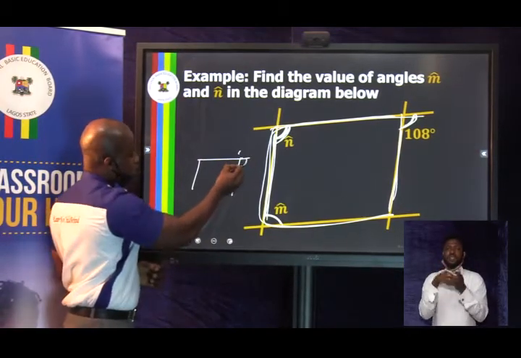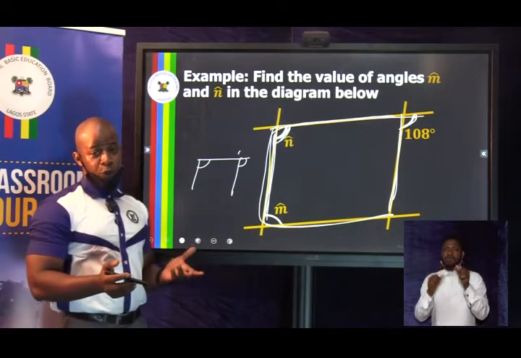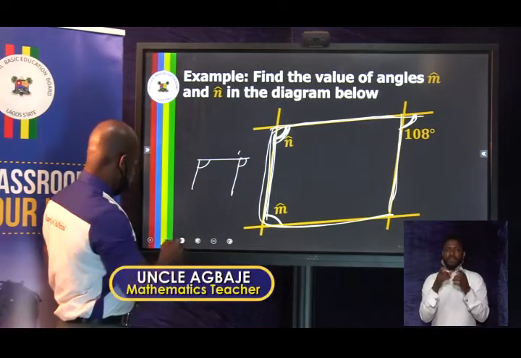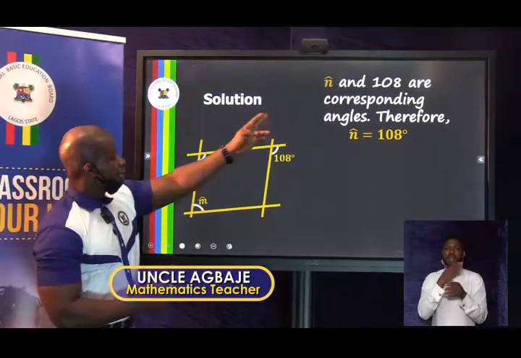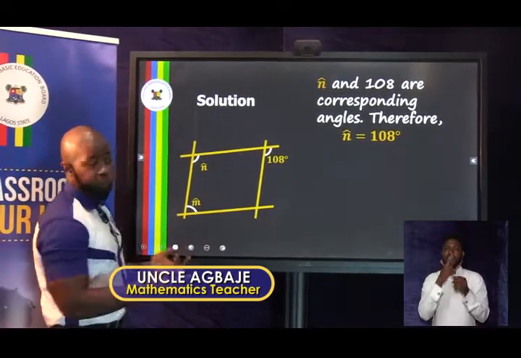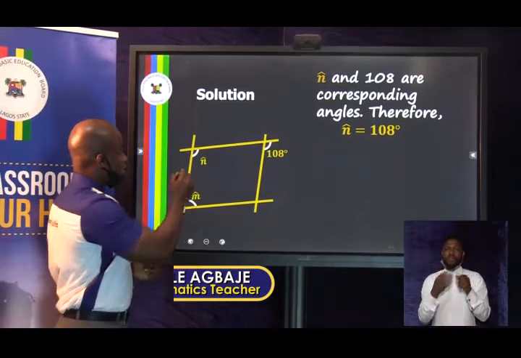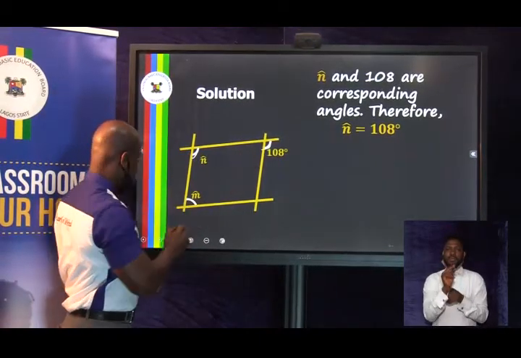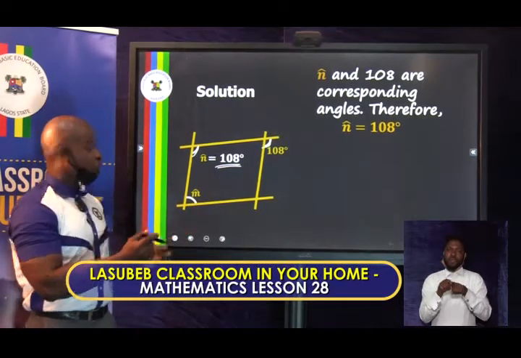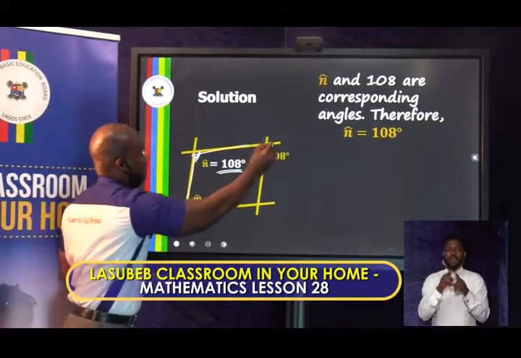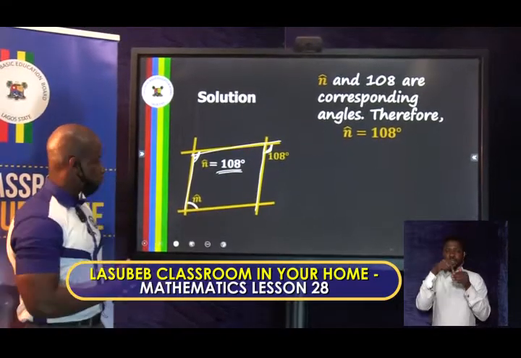So which means that this angle and this angle are corresponding and they are equal. So let's see. N and 108 degrees are corresponding angles, and that means that they are equal. So N is equal to 108, corresponding angles, because this is the F, like I have said, F facing downwards.